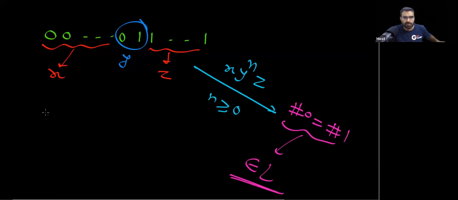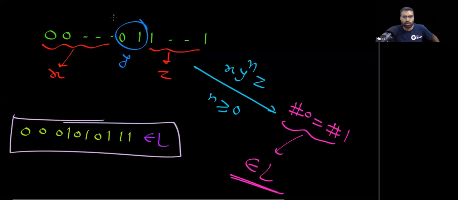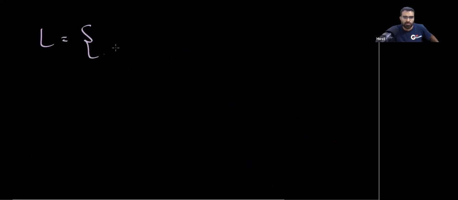Yes or no? Tell me one thing. Does this string, 0, 0, 0, 1, 0, 1, 0, 1, 1, 1, belong to L? Yes, of course it belongs to L. Remember, your language is the number of 0 equal to the number of 1.